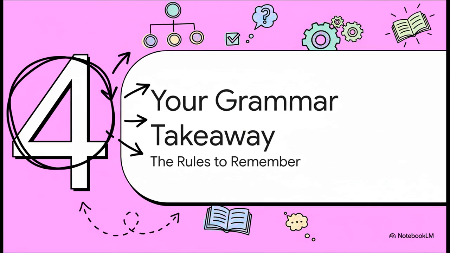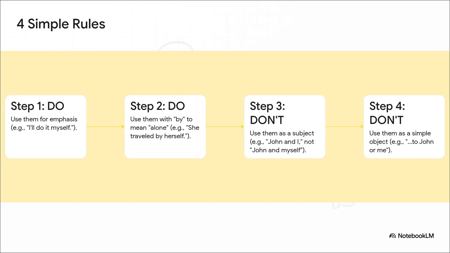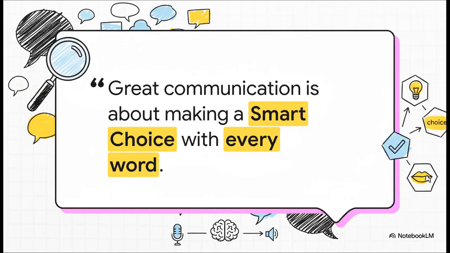Great job with that. We've really covered a lot of ground in a pretty short amount of time. So let's wrap all this up with a simple, clear takeaway. Just the essential rules you need to remember. Here it is, all boiled down to 4 simple rules. Think of it as 2 do's and 2 don'ts. So, do use them for emphasis, and do use them with by to mean alone. And then don't use them as a subject, and don't use them as a simple object. If you can just lock in these 4 rules, you are going to get it right pretty much every single time.